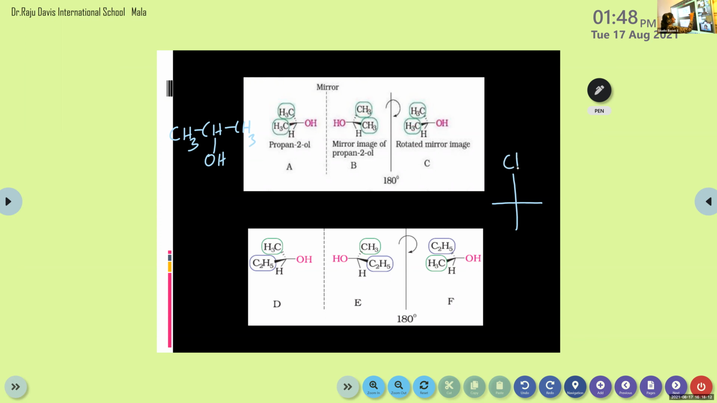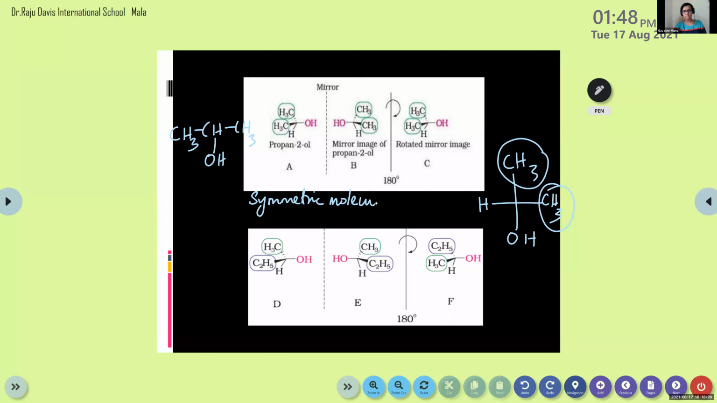Here look, you can see CH3, then CH3, then H, OH, right? The two groups are same. So this is an example of a symmetric molecule. Ma'am, could you say that again, please? Sure. If the four groups are different, it is considered asymmetric. The carbon present here is asymmetric. If the four groups are different, it is an asymmetric carbon. Here the two groups are same, CH3 groups, right? So it is considered a symmetric carbon. Then you look at the next example, D.